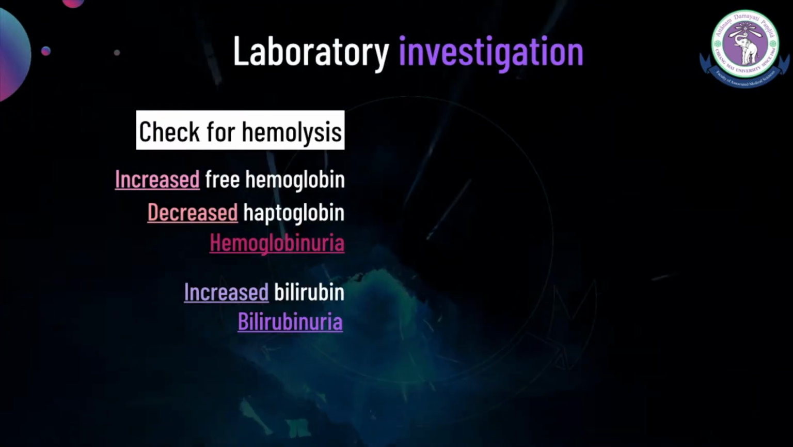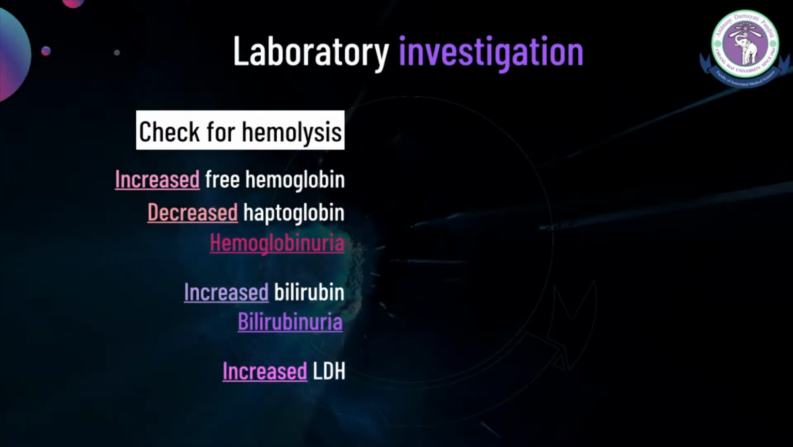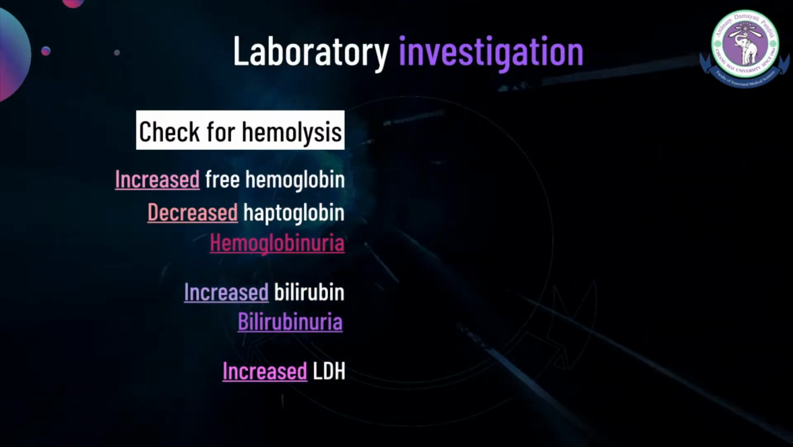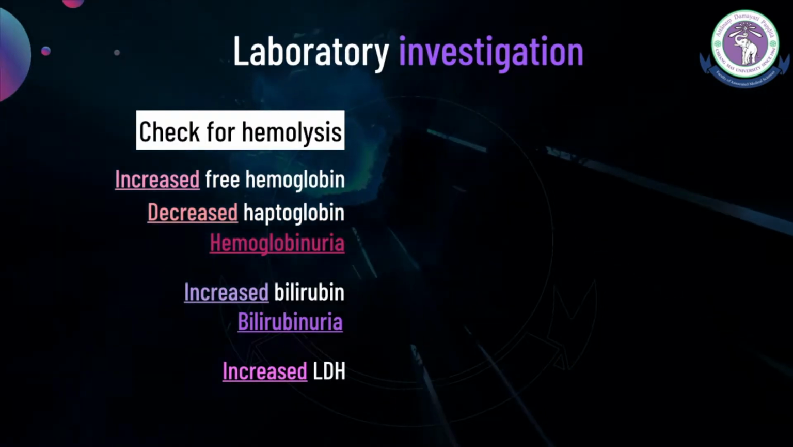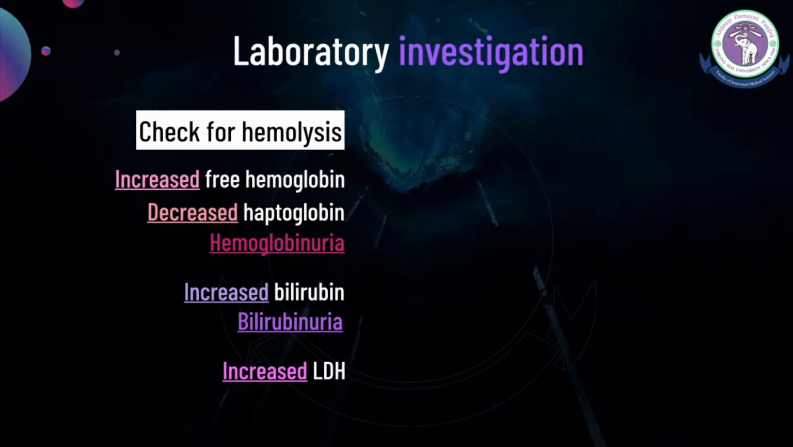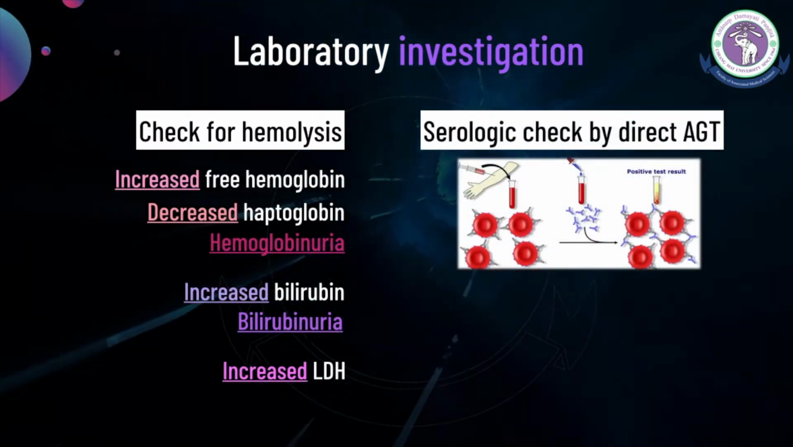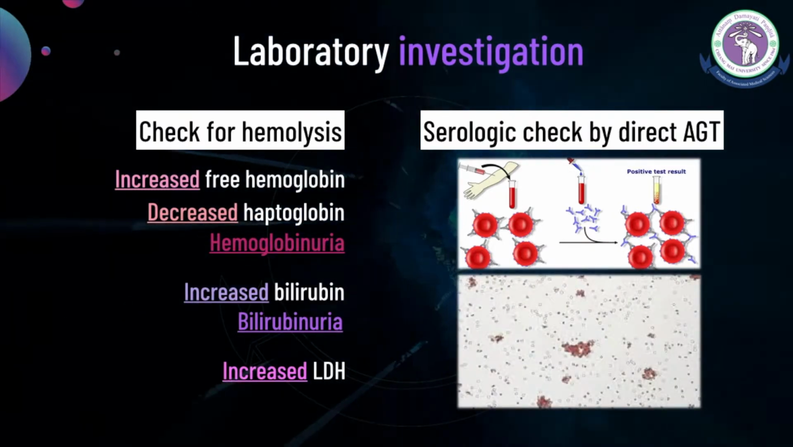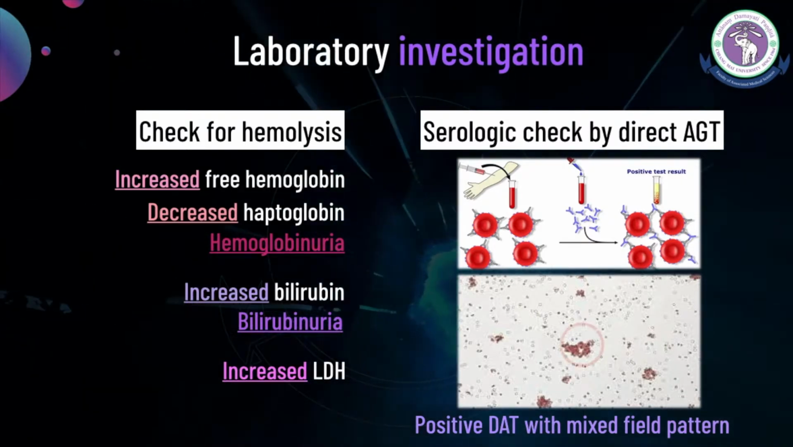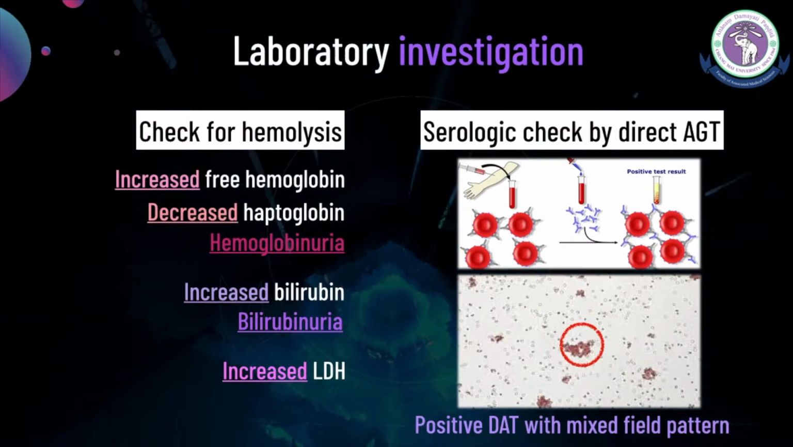LDH will be increased after any cell destruction, including red blood cells. Its level lasts for a longer period. However, a single LDH level is not good enough to indicate hemolytic transfusion reaction. To differentiate immune from non-immune mediated hemolysis, the direct antiglobulin test is the best to be performed. The result should be positive with a mixed field agglutination pattern, where the agglutinated red cells are antibody-sensitized donor cells, while free cells are the patient's.